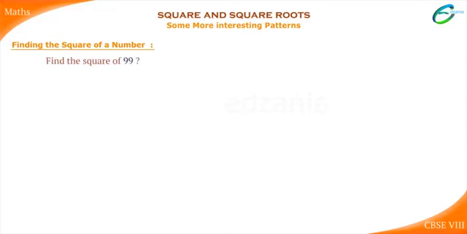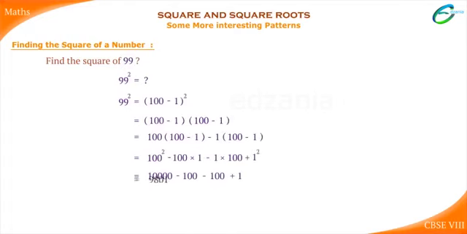Find the square of 99. Similarly, the square of 99 can be written as the square of 100 minus 1. By simplification, we get 9,801.